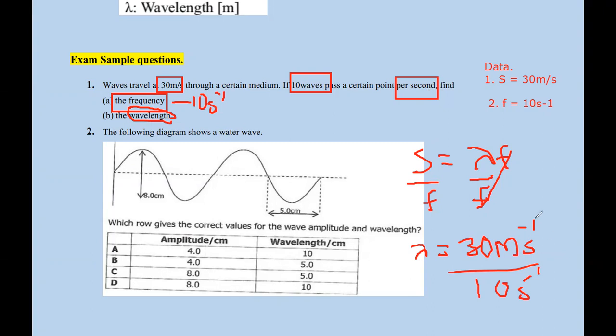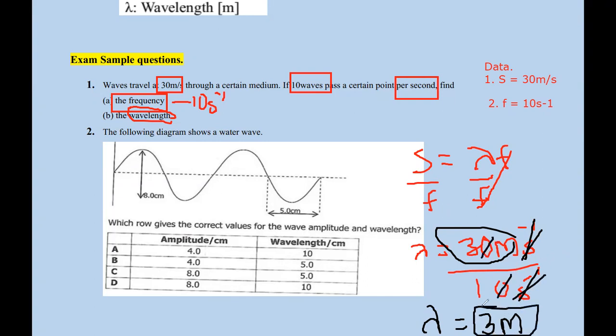What we can see is that second minus 1 and second minus 1 will cancel. That is the beauty of doing the right substitution. So what just remains is 30 meters divided by 10, and our lambda is going to be 3 meters. Because the moment second minus 1 cancels, the 0 and the 0 will cancel, and our answer just remains 3. So that is how you play around these sample questions.